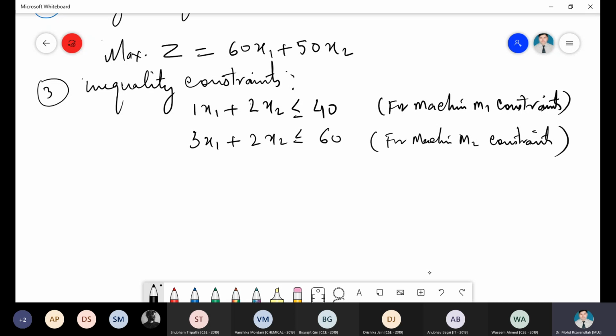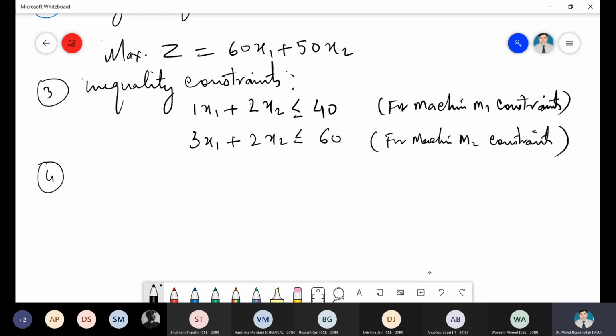Similarly, 60 hours, this is the machine M2 we have in a week, and we cannot use more than 60 hours in a week. So the challenge is that you have to use less than 60 hours as a minimum, and you produce x1 and x2 as much as possible. That will reflect in the maximization of your profit.